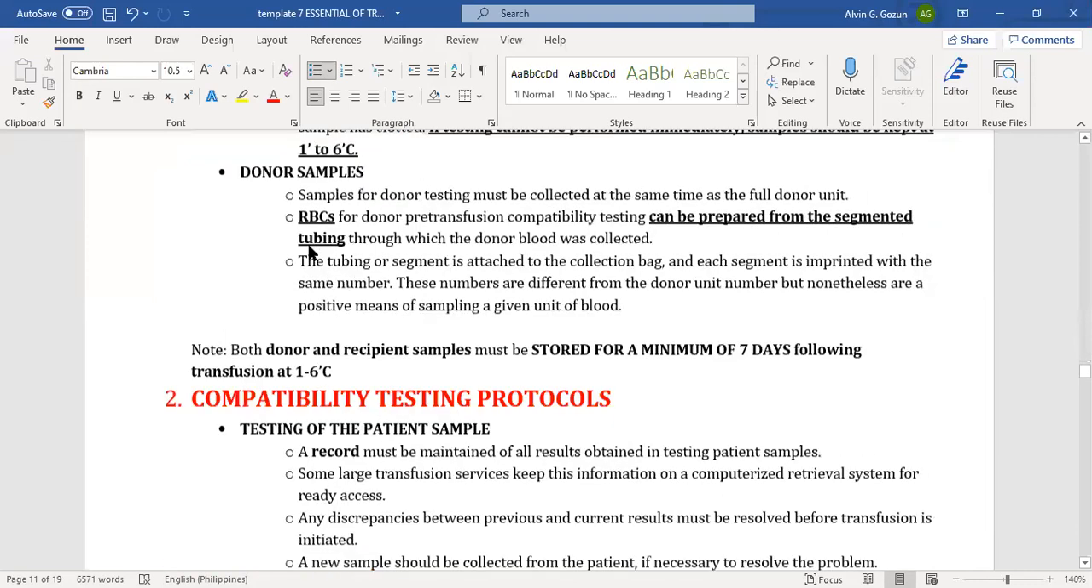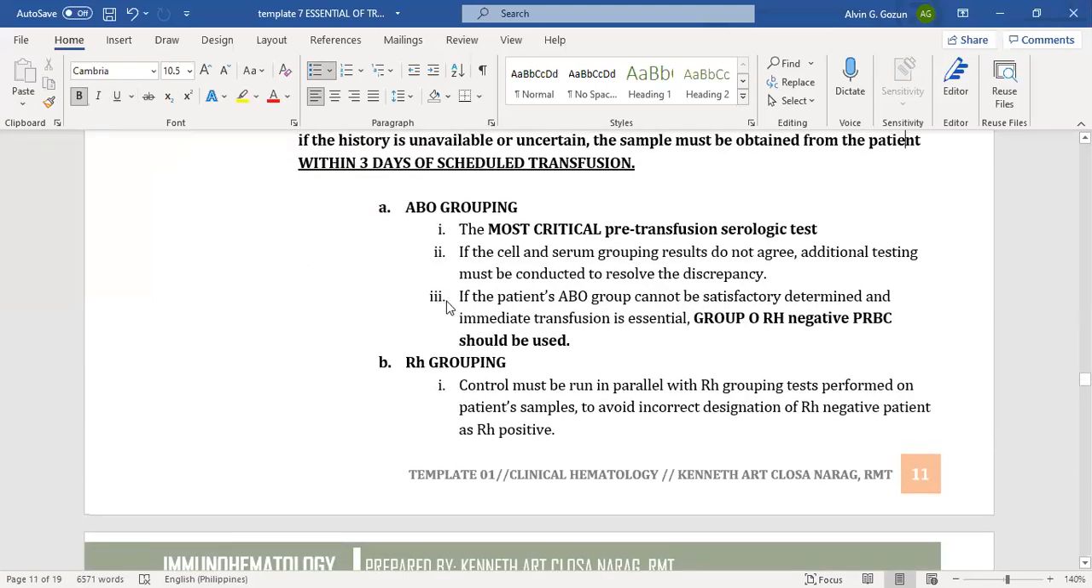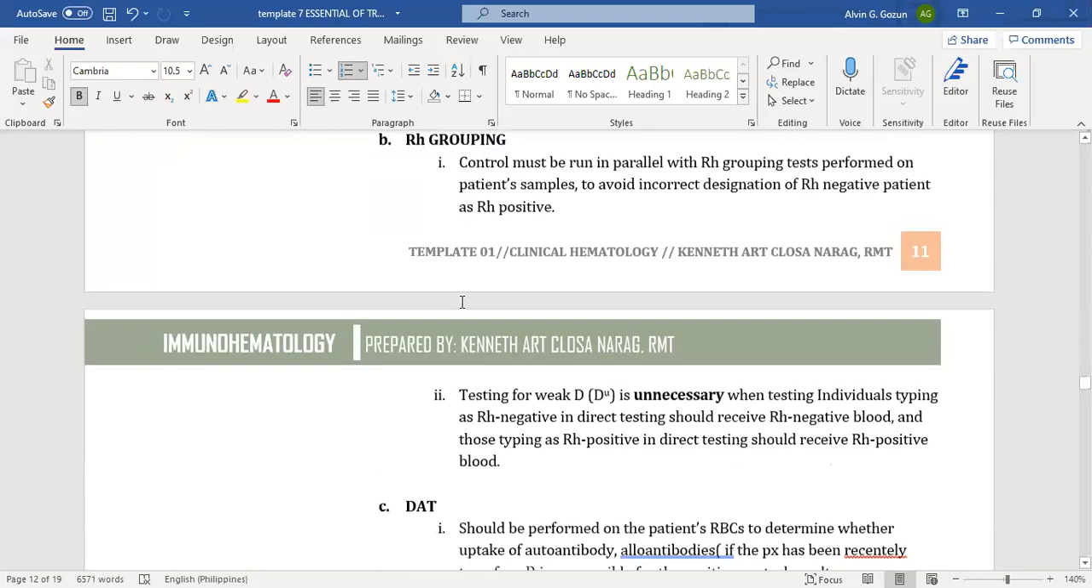ABO blood typing. This is the most critical pre-transfusion serologic test. Sabi pa dito, number 3, if the patient's ABO group cannot be satisfactorily determined, an immediate transfusion is essential. Ano yung kailangang ibigay? Magbigay daw ng group O RH negative PAC red blood cells. Next, importante din na i-test natin ang RH grouping or blood typing doon sa patient sample.